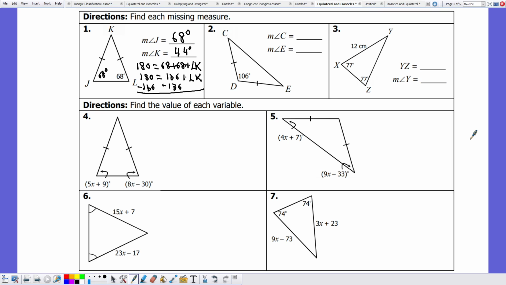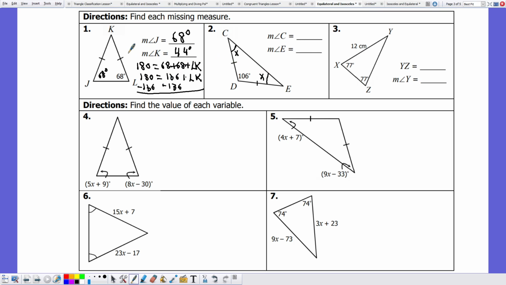Well, we know that two congruent sides imply two congruent angles. Two equal sides, two equal angles. And the equal angles are the base angles opposite from the vertex angle. So we can tell that angle C and angle E must be the same. So let's say I call that value x.